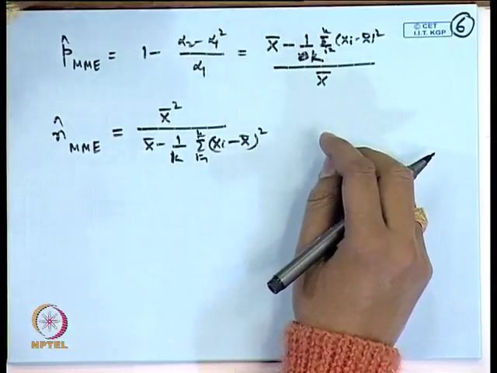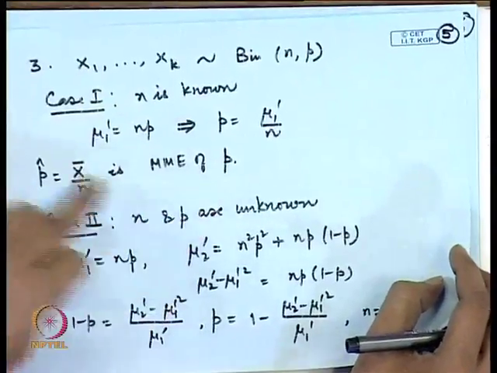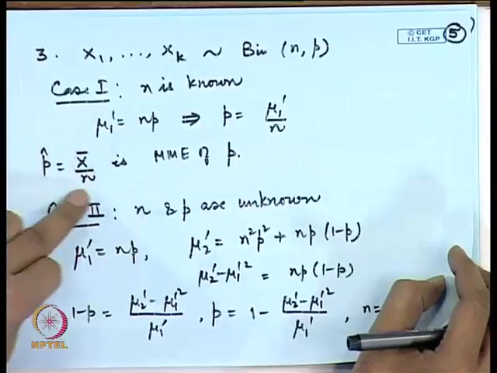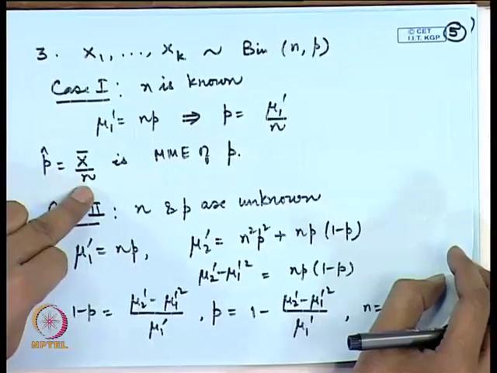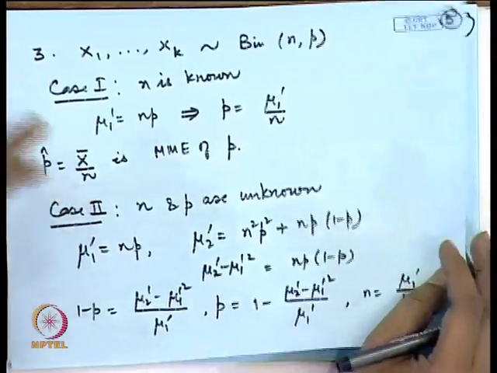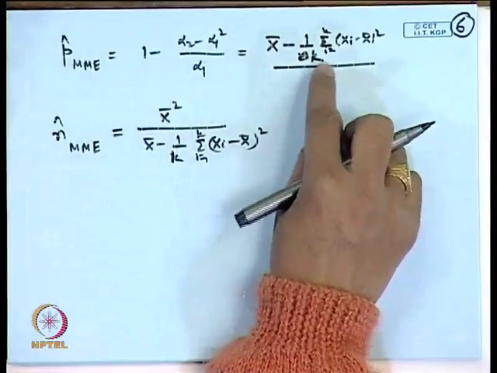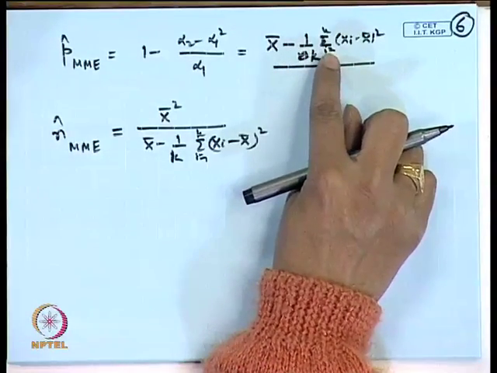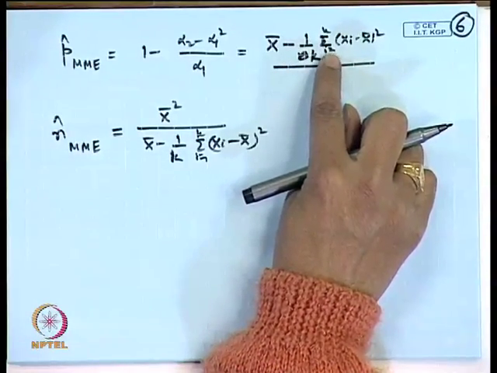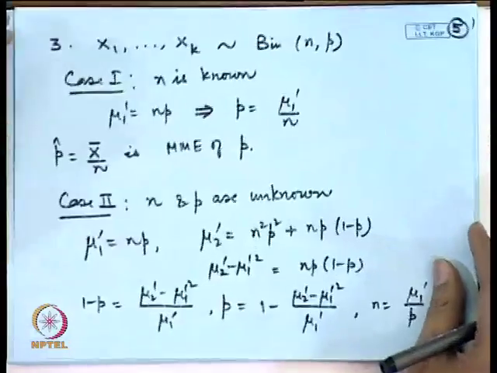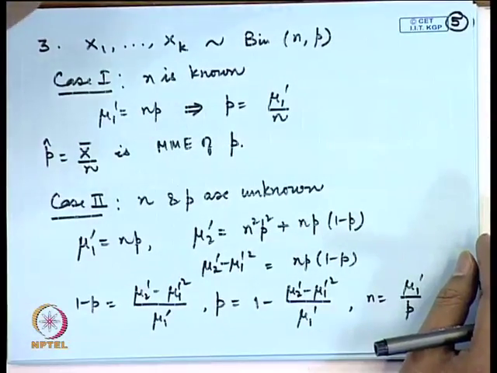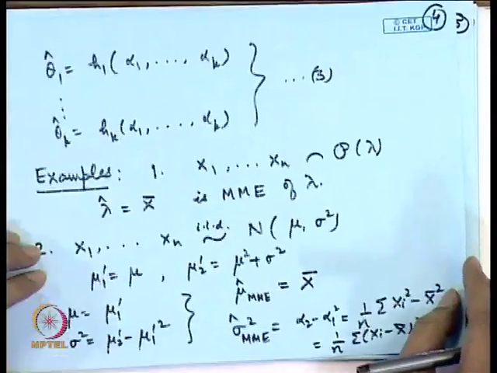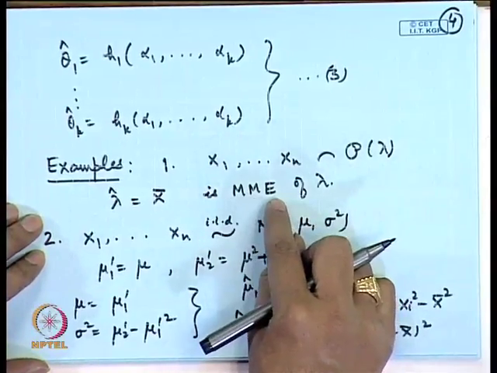Notice here, when n was known, the estimate for p was simply x bar by n, whereas now you can see it has changed quite drastically here. In the context of these exercises, let us also see some other properties which we had earlier.